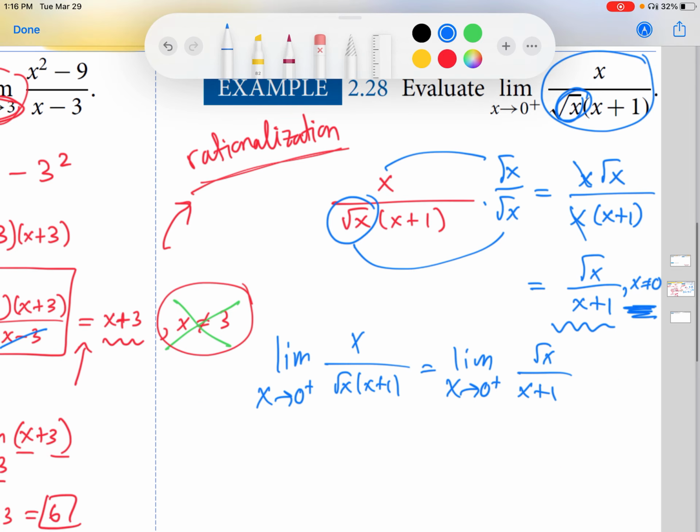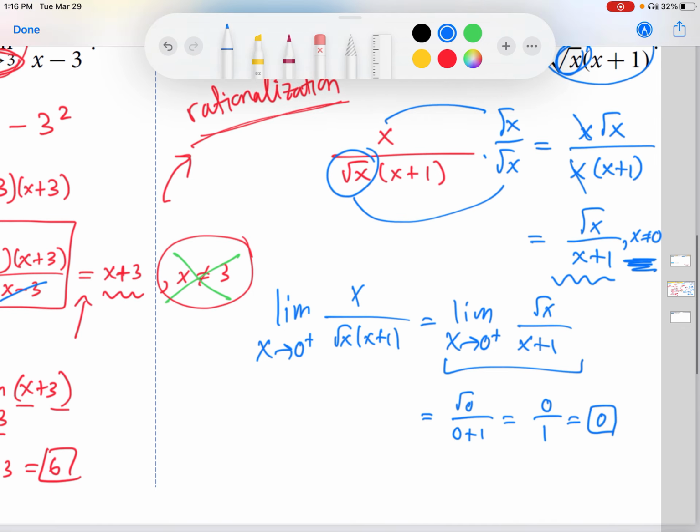All right, and then from here on, we can continue and try again to substitute in x equals 0, see if we get our limit answer. And in this case, we do. The square root of 0 is 0. The denominator is 1, so our limit is 0.